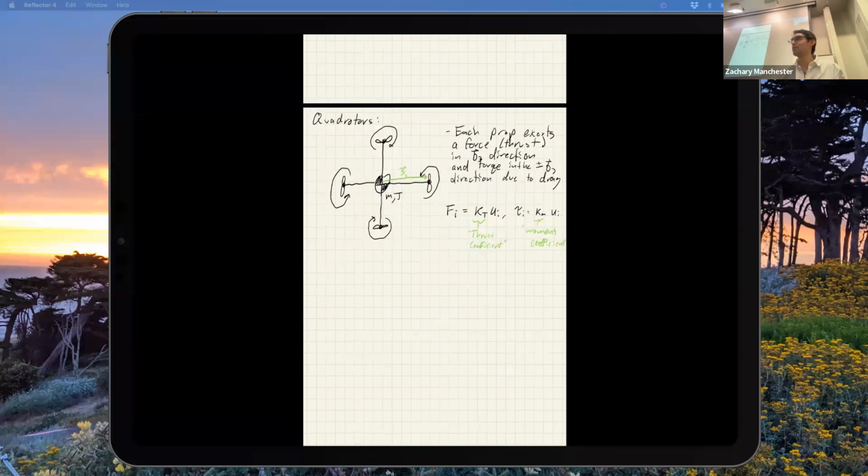Okay, cool. Any other questions about this? Aerodynamics is hard, but it turns out we don't have to do too much of it to fly a quadrotor.